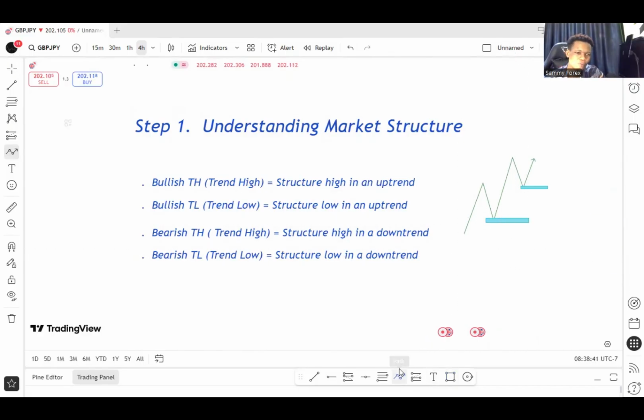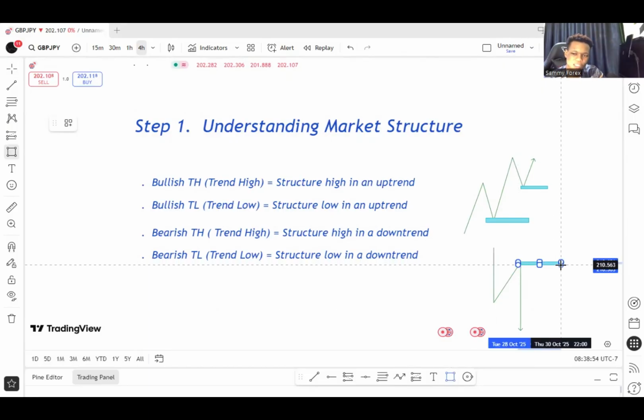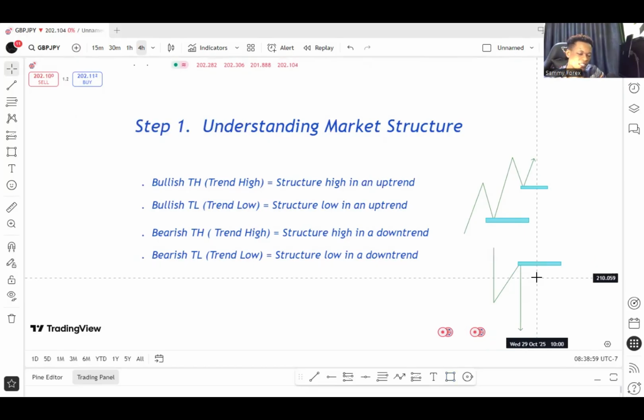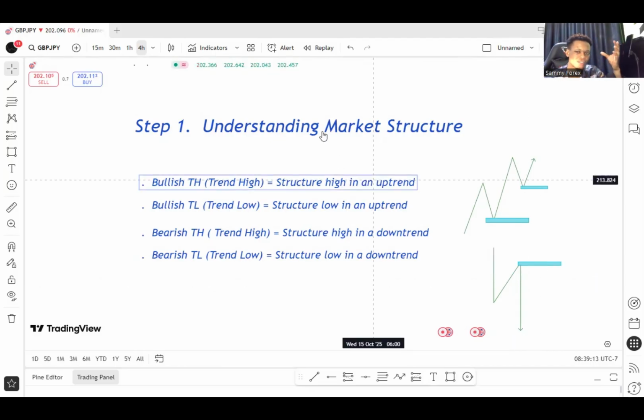Same thing goes for your bearish trend low and bearish trend high. This is your bearish trend low, this is your bearish trend high, this is your bearish trend low. If you're looking for a selling opportunity, your key zone, your point of interest, is always at your bearish trend high. This is where the sellers are always active to push price downward. So you are always selling at your trend highs and buying at your trend lows. This is a brief overview of the market structures of TRSS and how you can identify it.